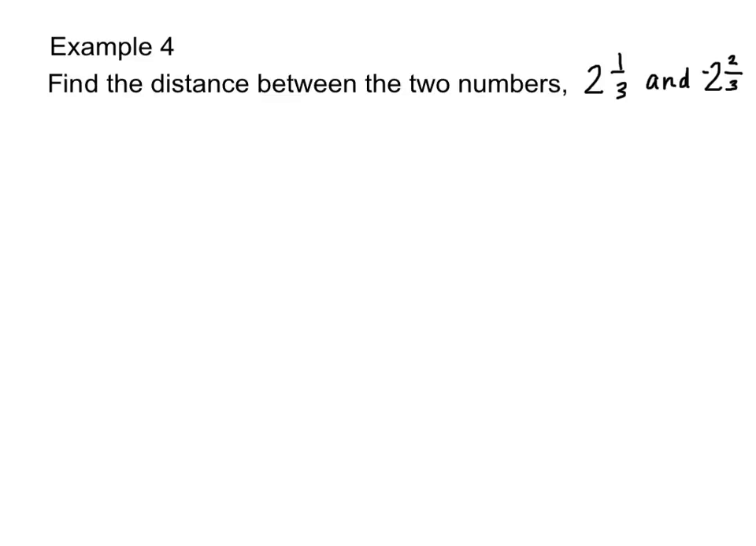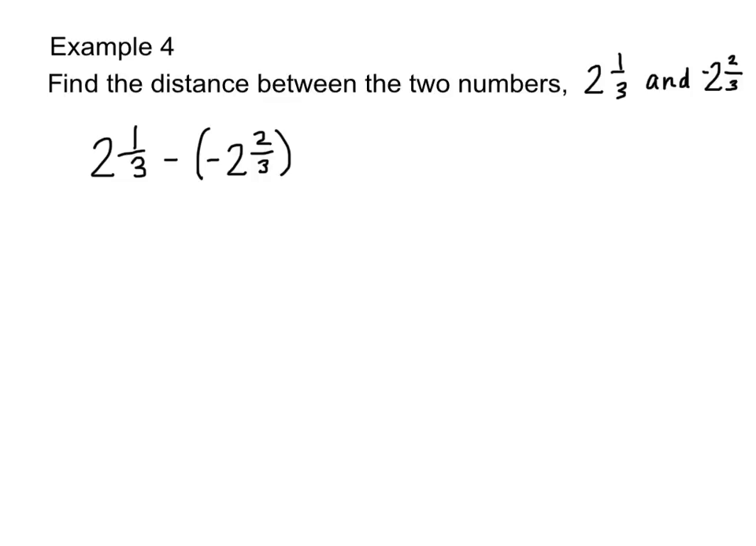Okay, so let's look at these two numbers. Find the distance. Find the distance means we have to figure out what the distance between 2 1/3 and negative 2 2/3 is. The first thing we're going to do is just subtract: 2 1/3 minus negative 2 2/3. Finding the distance means we're subtracting one amount from the other.